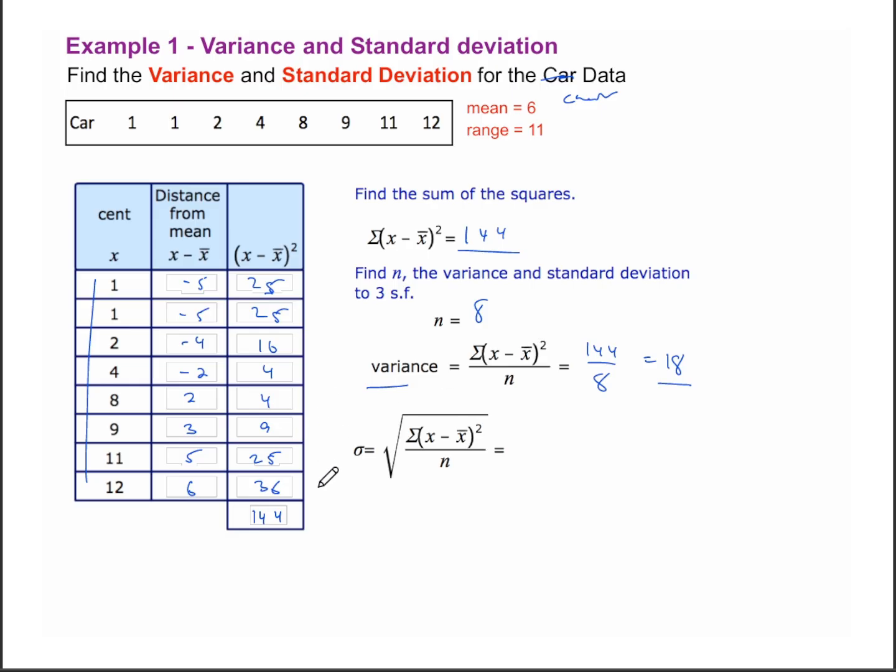Then we go into the standard deviation, shown by this sigma notation, which is just going to be the square root of that 18 that we just got, which gives us 3 root 2 or 4.24. That right there, in 3 significant figures, will be your standard deviation of that armchair data.